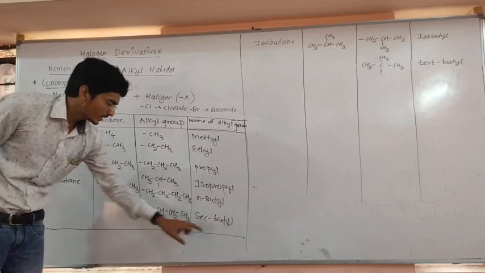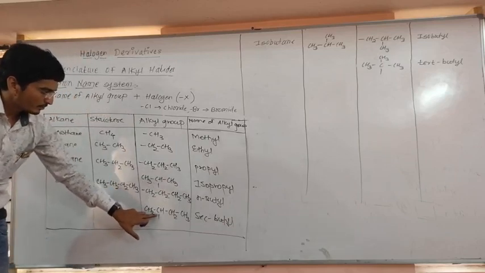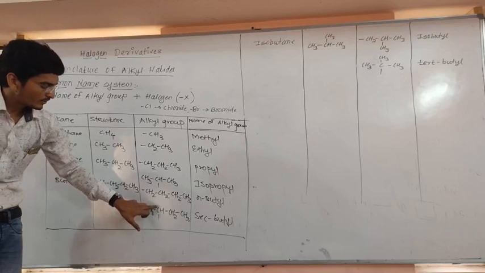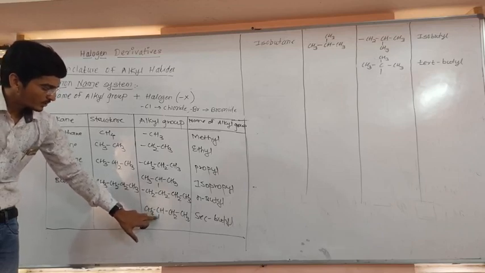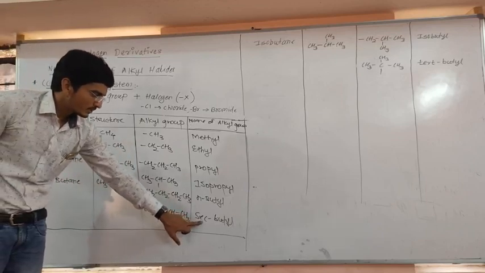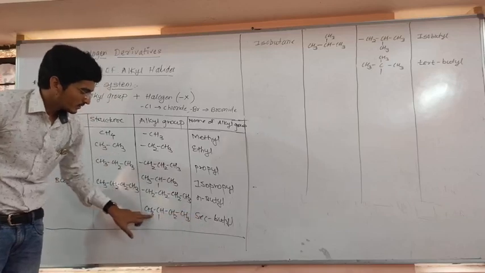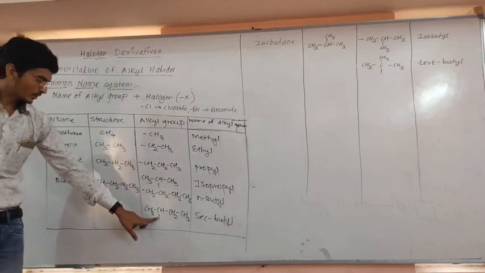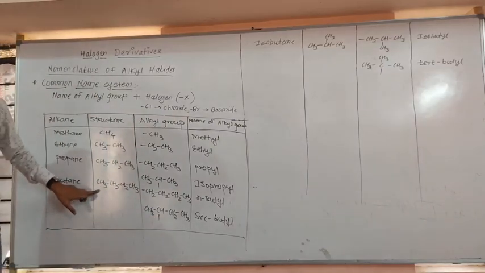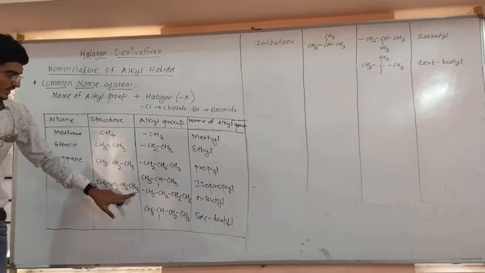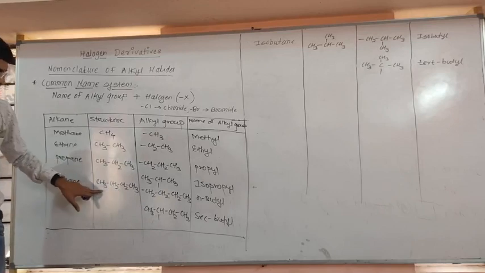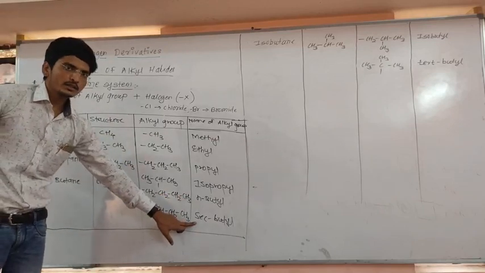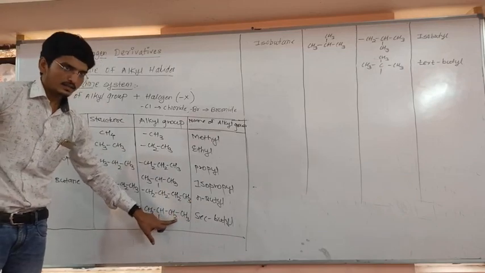Why is it called sec? Because the carbon of this group is a secondary carbon. Sec means secondary, and butyl because there are four carbons. So that's why it is the sec-butyl group. Butane, considered as the straight chain N-butane, gives you the N-butyl as well as the sec-butyl groups. So these are the alkyl groups.